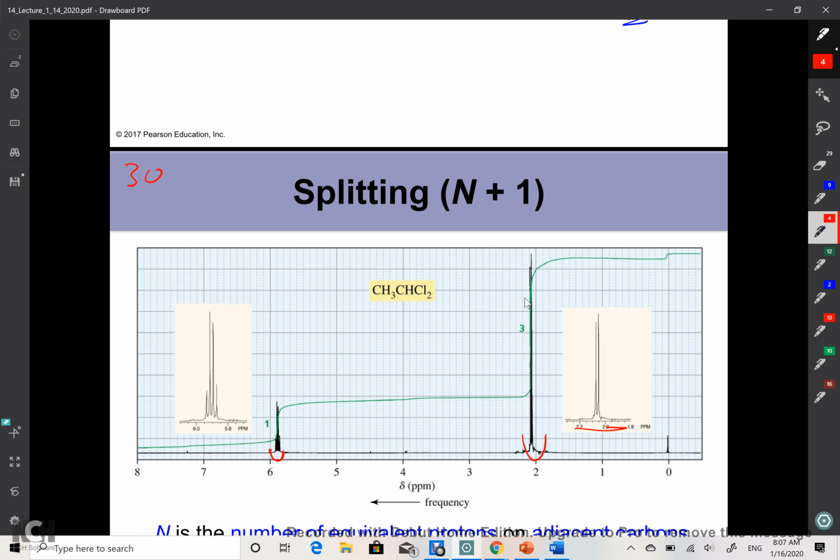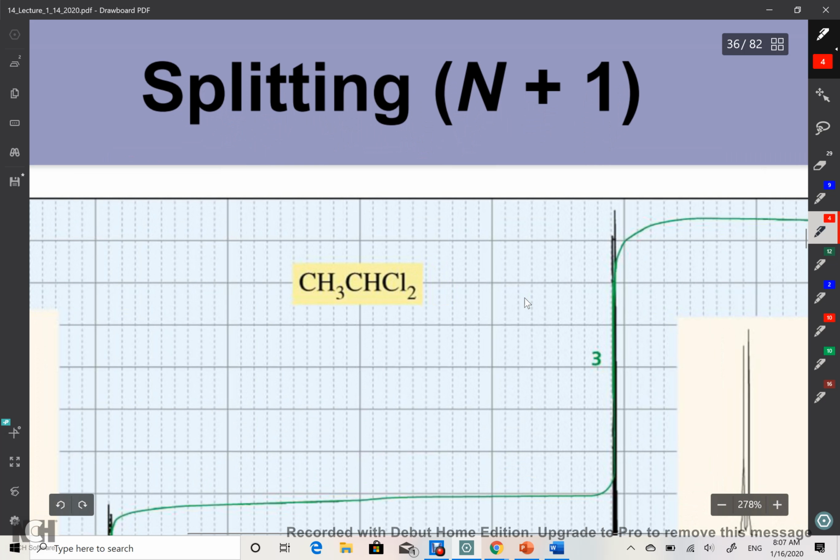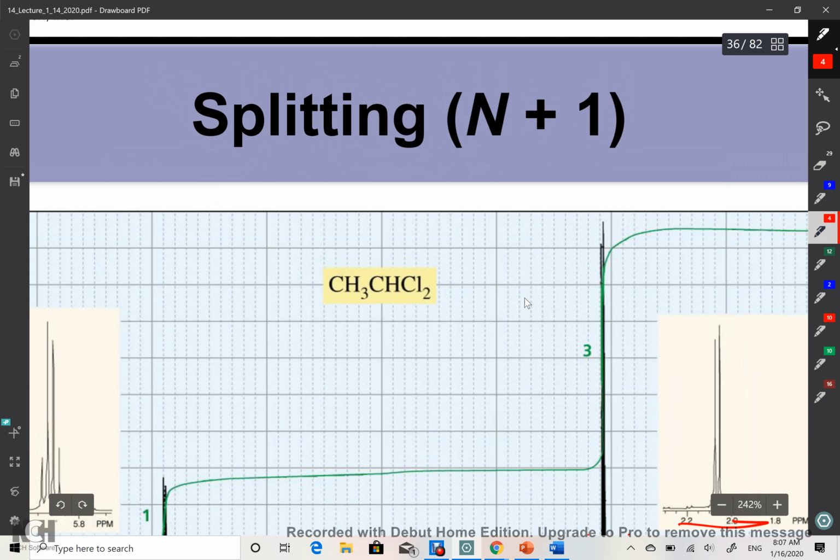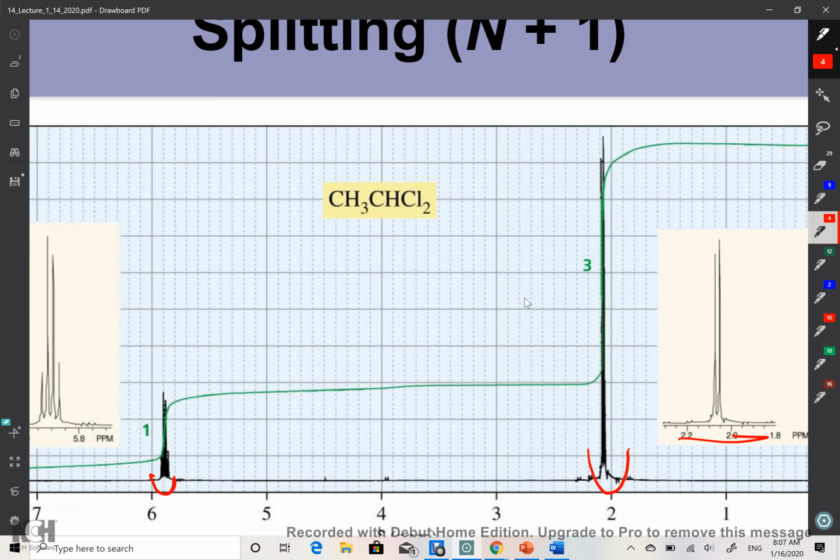Does that make sense? So let's try to interpret the spectrum we have next to us. Look at the chemical formula, CH3CHCl2. Based on the formula, so far what we have done, we know that this will give us two signals because we have two distinct protons. Does that make sense? And so those are the two signals. Let me label them. I will call this one A and this one B.